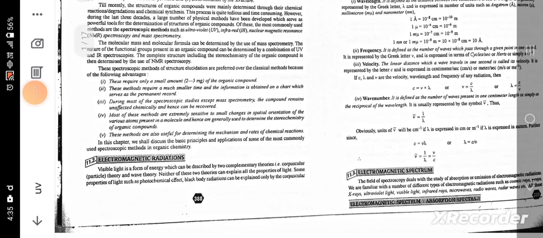Most of these methods are extremely sensitive to small changes in spatial orientation of the various atoms present in a molecule and hence are generally used to determine the stereochemistry of organic compounds. These methods are also useful for determining the mechanism and rates of chemical reactions. In this chapter, we shall discuss the basic principles and applications of some of the most commonly used spectroscopy methods in organic chemistry. Electromagnetic radiations.